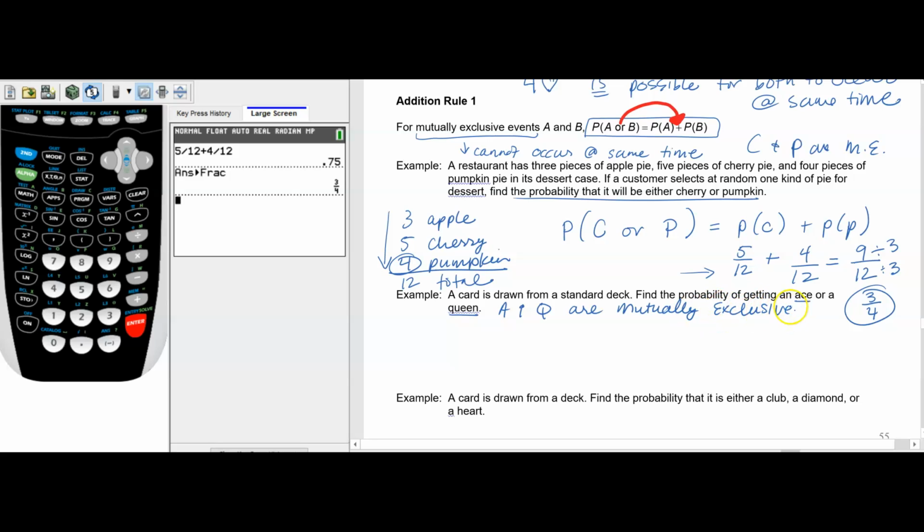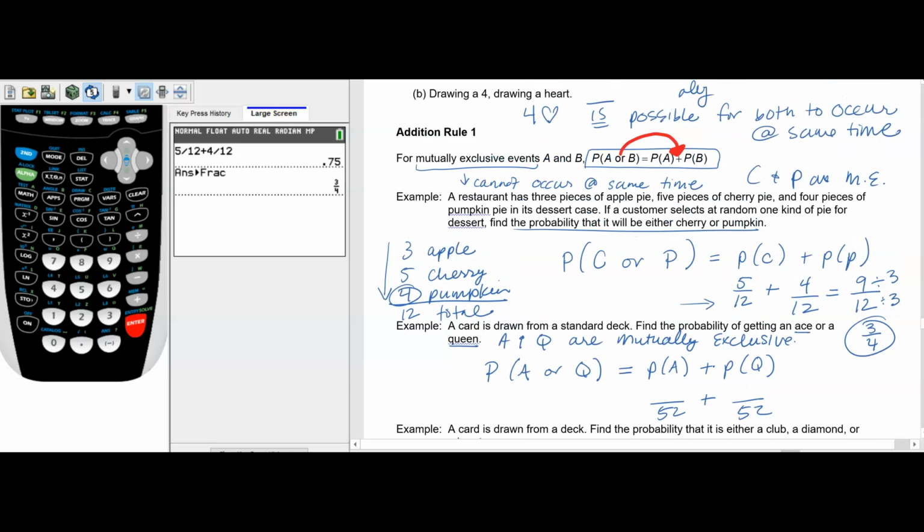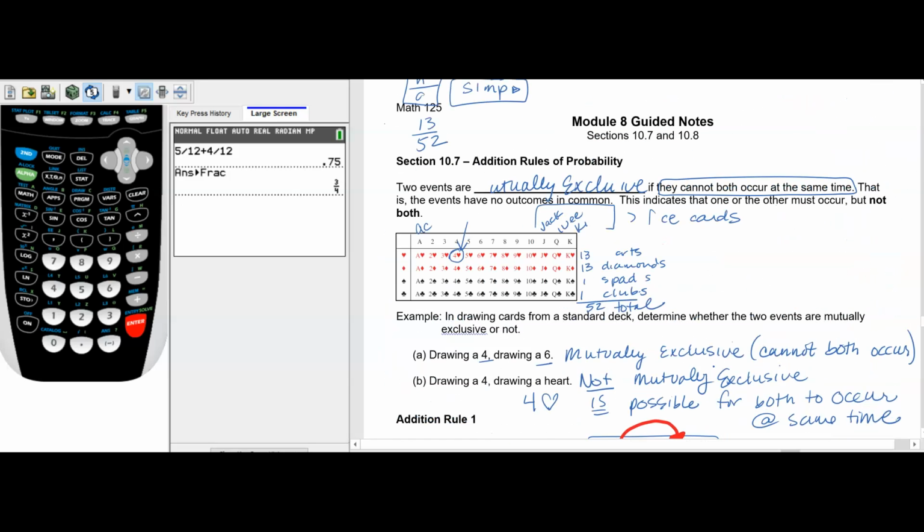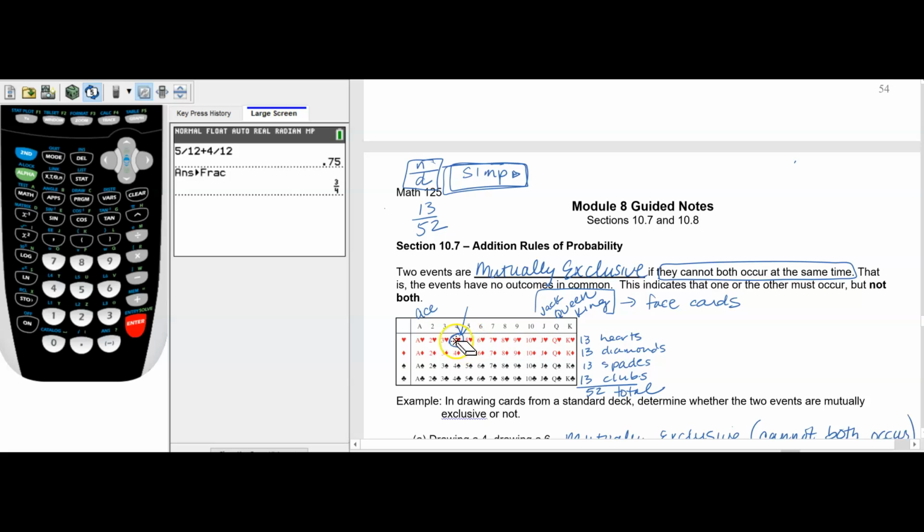So I'm going to write down the question. So probability of ace or queen, and then use the addition rule 1, is the probability of getting an ace plus the probability of getting a queen. So both of these are going to be out of 52 since there are 52 cards. I'm going to scroll up and look at my deck of cards just so I can get a visual. So it looks like there are 4 aces and there are 4 queens.